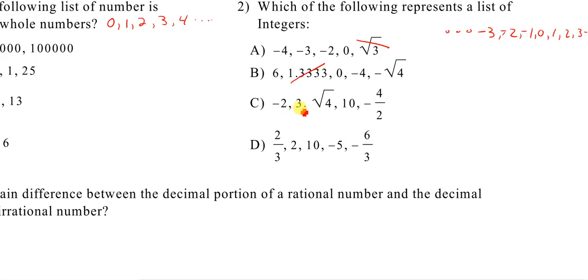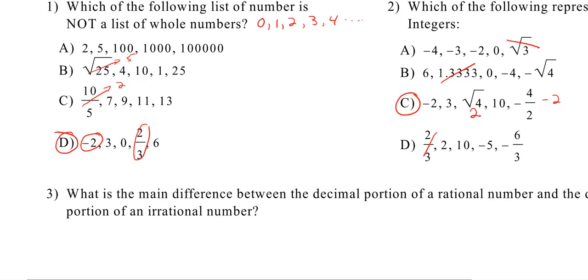A -2, 3, the square root of 4. Well, the square root of 4 is 2. 2 is an integer. 10 is an integer, and -4 divided by 2 is going to be equal to -2. So C is definitely a list of integers. And let's just make sure D isn't one also. Well, look, here's 2/3. That's not an integer, so it has to be letter C.